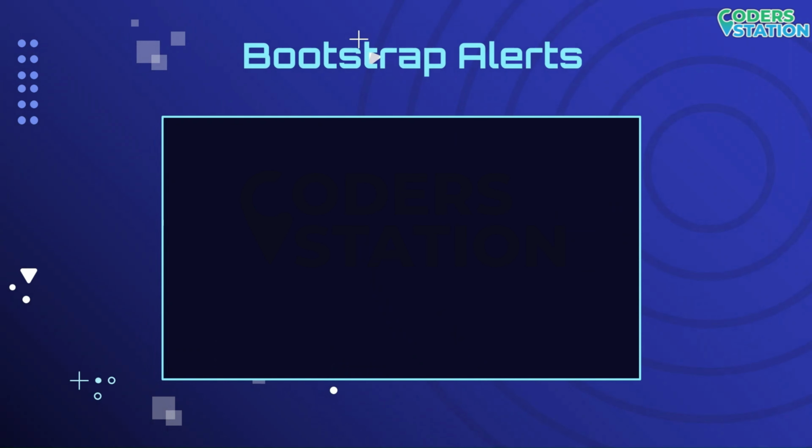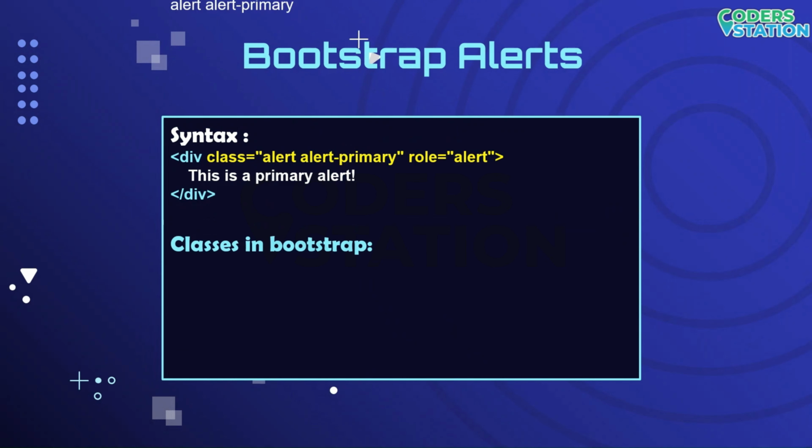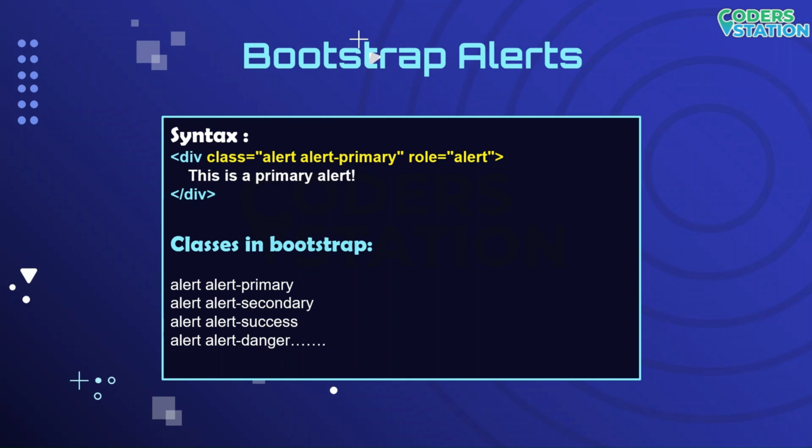Now let's move ahead with the Bootstrap syntax of alerts. Here's the basic syntax of an alert in Bootstrap. The alert class is the base class, and alert-primary is a contextual class for this blue alert. You can replace it with any other class like alert-success, alert-warning or alert-danger for different colors. Below, I have written some of these classes for alerts: the first one is alert-primary, then alert-secondary, alert-success and alert-danger.